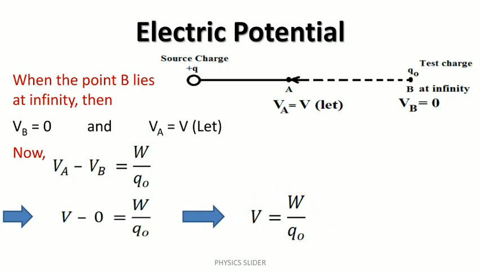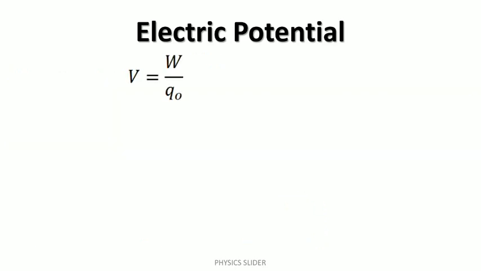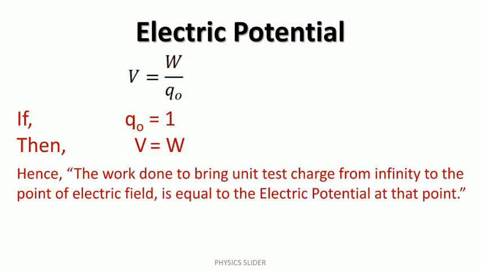So let's move on. Let us take this Q0 as 1. So if Q0 is equal to 1, then V is equal to W. Now we will read this to make the definition. The work done to bring unit charge from infinity to the point of electric field is equal to the electric potential at that point. Hence, the work done to bring unit test charge from infinity to the point of electric field is equal to the electric potential at that point.